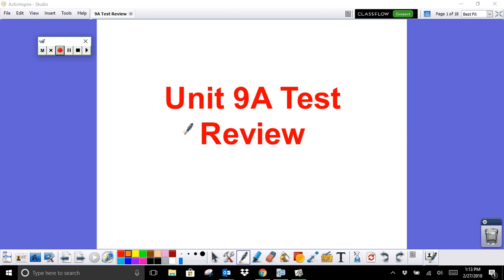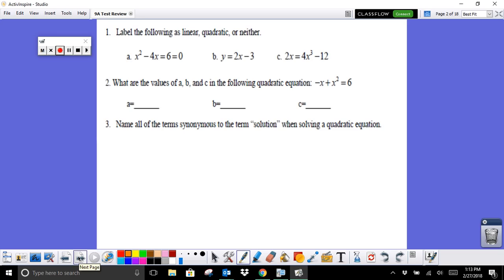All right, y'all, so this is the Unit 9A test review over finding solutions. Number 1 says label the following as linear, quadratic, or neither. Now, if you don't know how to recognize these, you can type these in the calculator. Just a quick recap, linear obviously looks like a straight line, quadratic is going to look like a parabola, and then neither is going to be neither one of those.